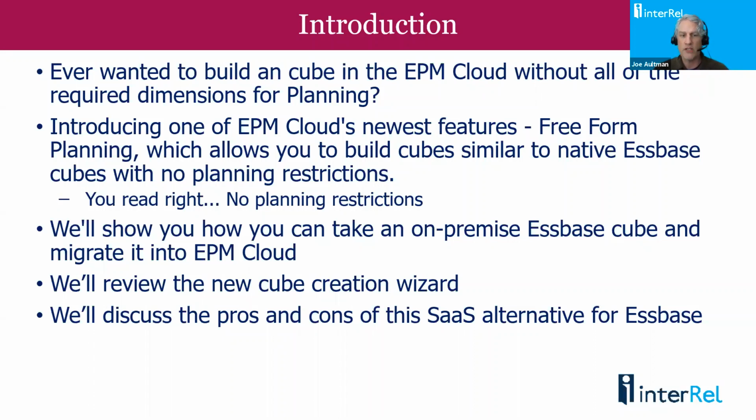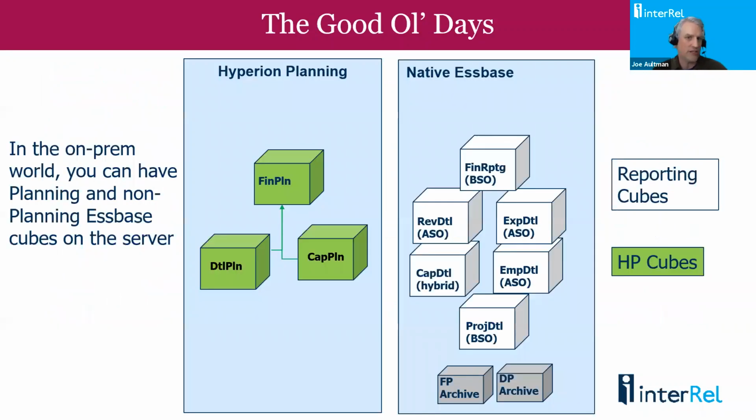So that's what freeform is about, and you get to use a lot of the features that planning offers without being burdened by dimensions that you might not want. I'm going to show you how to do a few things. Move an Essbase cube from on-prem, where you might have an existing Essbase implementation, and make that a freeform application out in EPM Cloud. I'm going to walk you through the steps for how that works, and then we'll talk about why you might want to do this, why you might not.